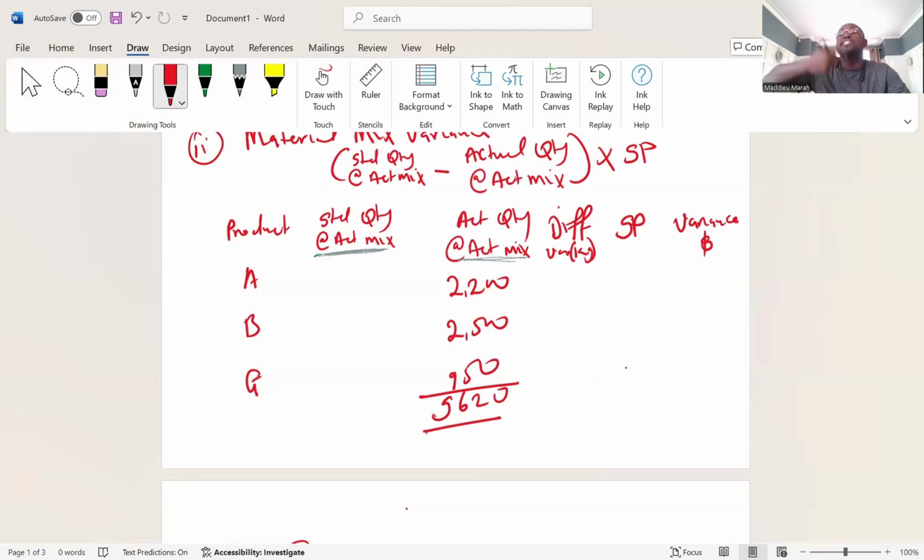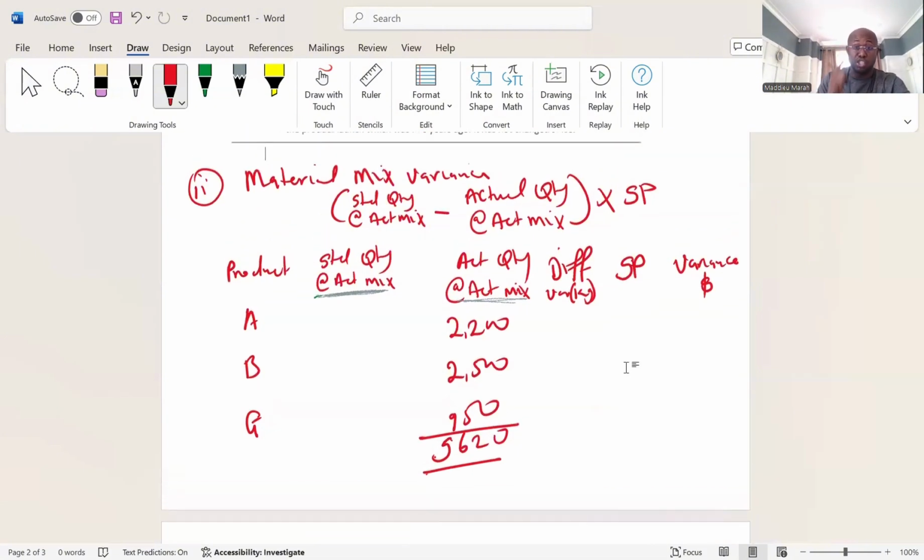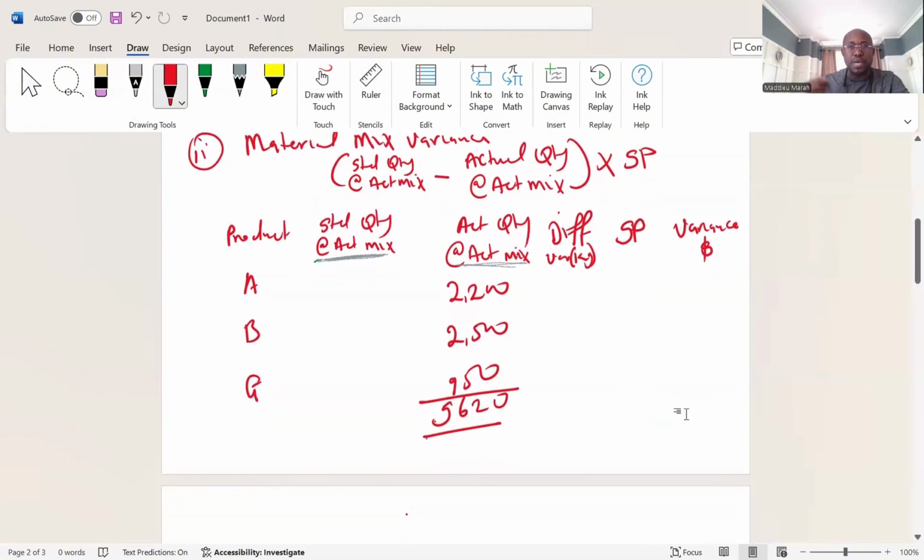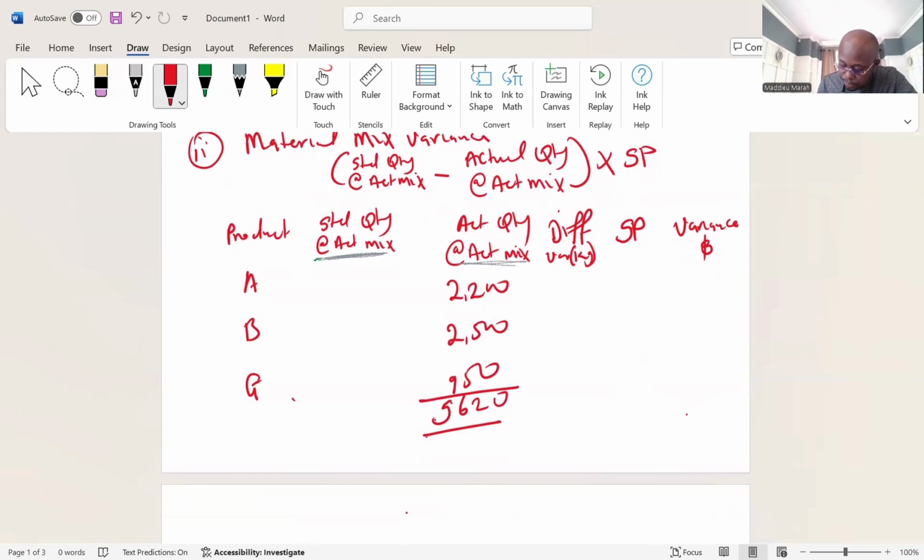My second step will be the total for the actual quantity at actual mix, which should be the total for the standard quantity at actual mix. That's my second step. So I will bring my total here, 5,620.